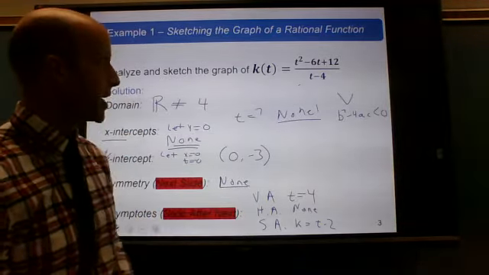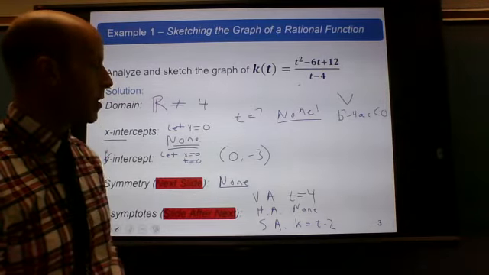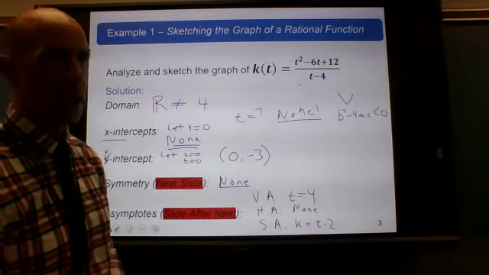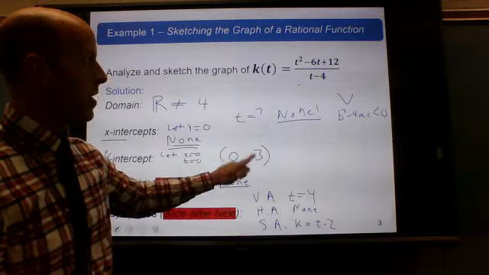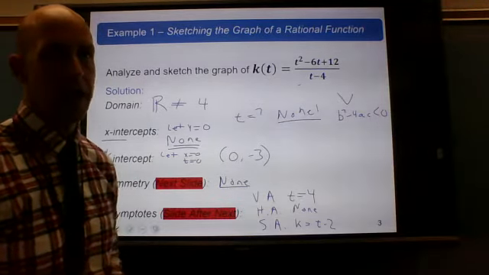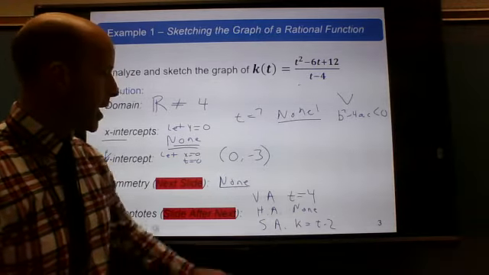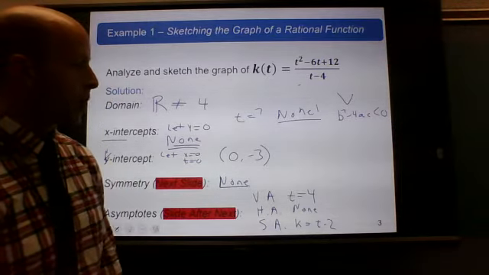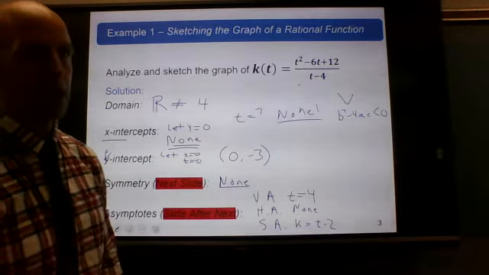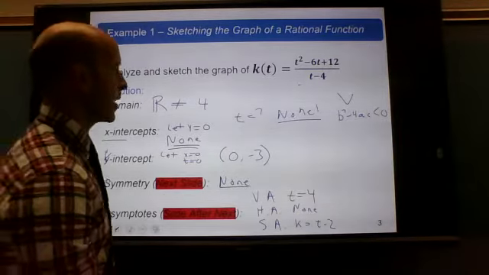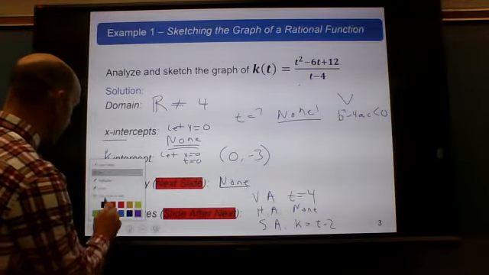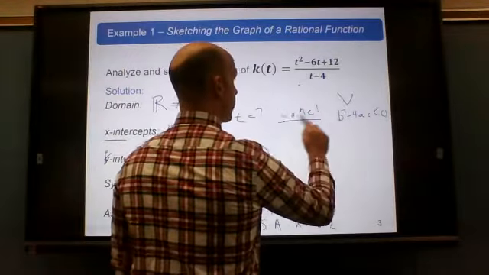It actually does not have any horizontal asymptotes. In other words, if I take the limit of this function to infinity, I do not get a number. I get infinity or negative infinity. And it does have a slant asymptote of t minus 2. So let me explain that real quick. I'm going to clear up a little bit of room here on my screen.